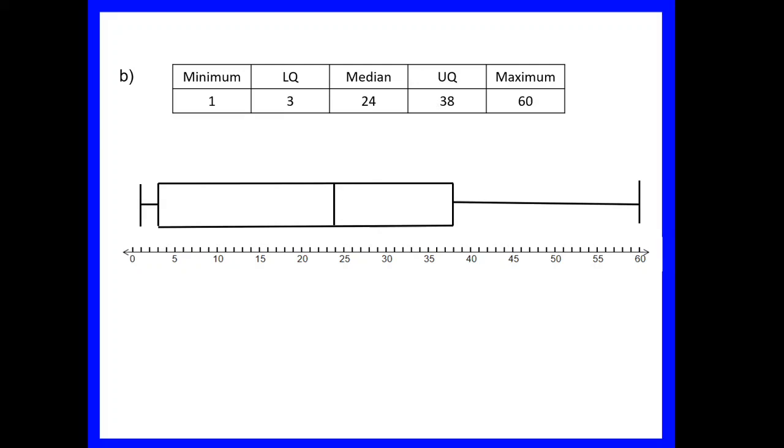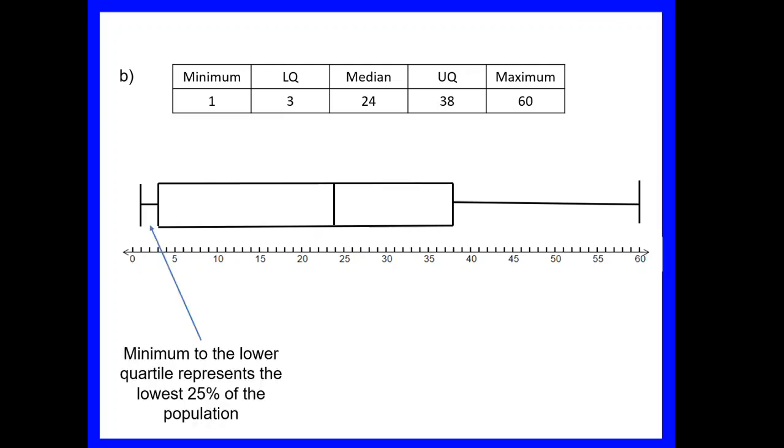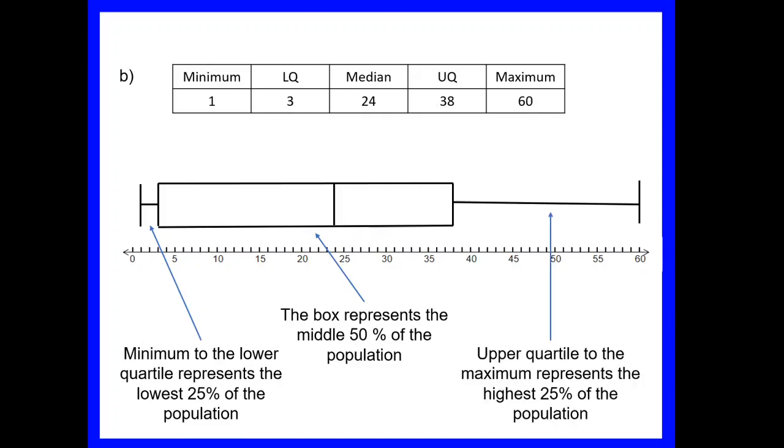Okay then. Make sure you've made notes on how to find those different values and how to plot the box plot before you move on to have a go yourself. So remembering as well, the minimum to the lower quartile is the lower 25% of the population. The box represents the middle 50% of the population. And from the upper quartile to the maximum is 25% of the population.